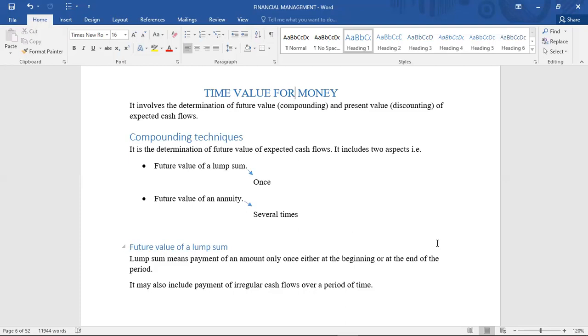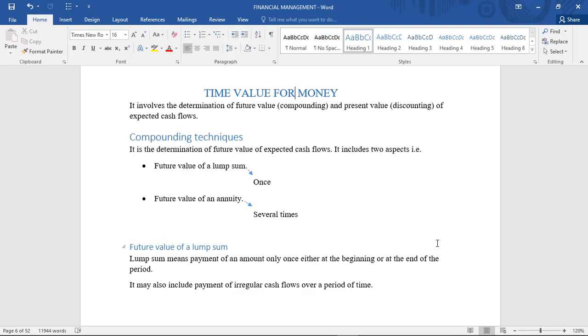So when we look at compounding, we are determining the future cash flows. When we are doing the compounding, we are looking at the value of money that we have today, which we are investing today to determine how much I can expect in the near future.